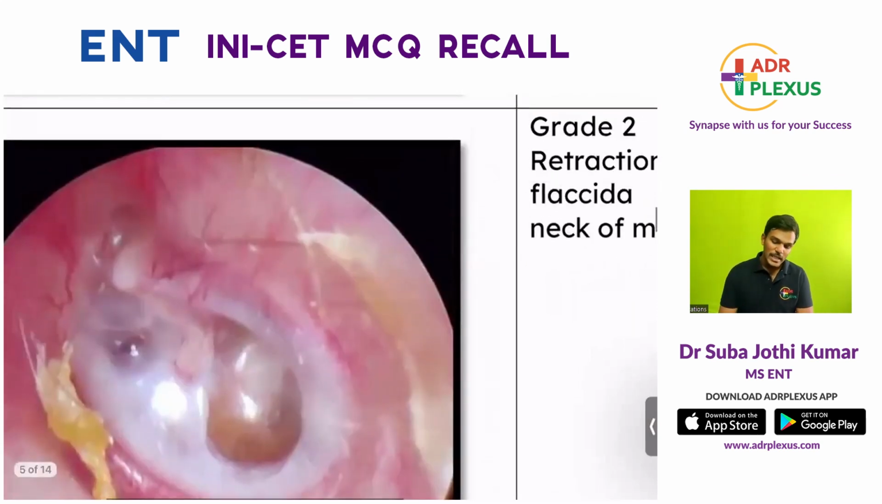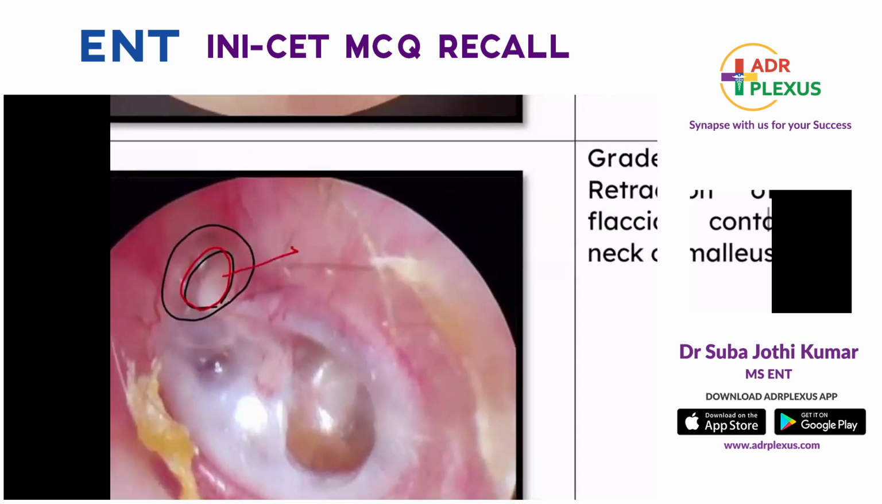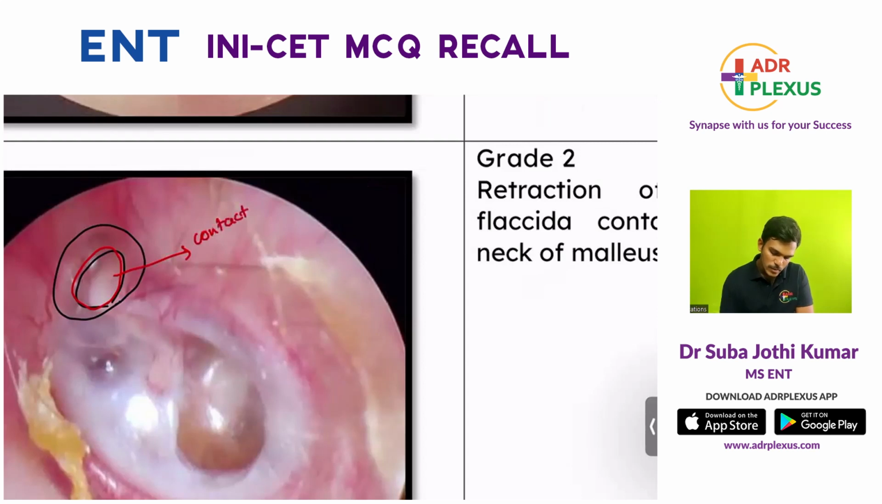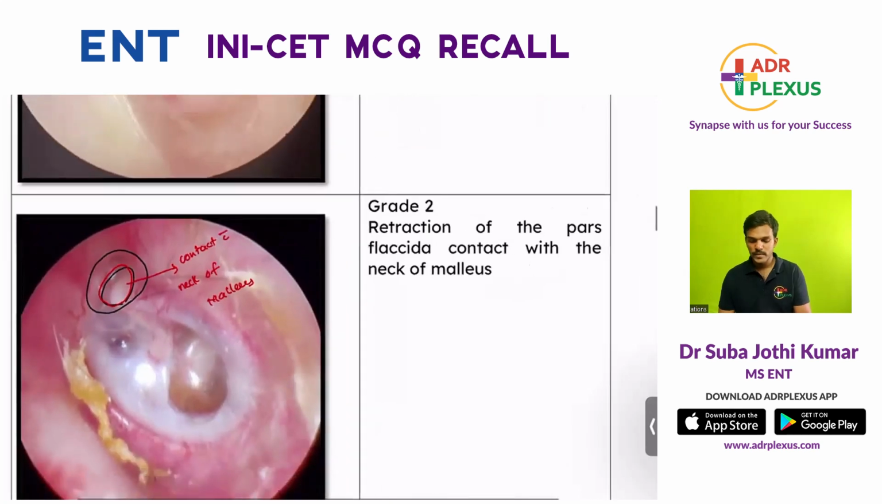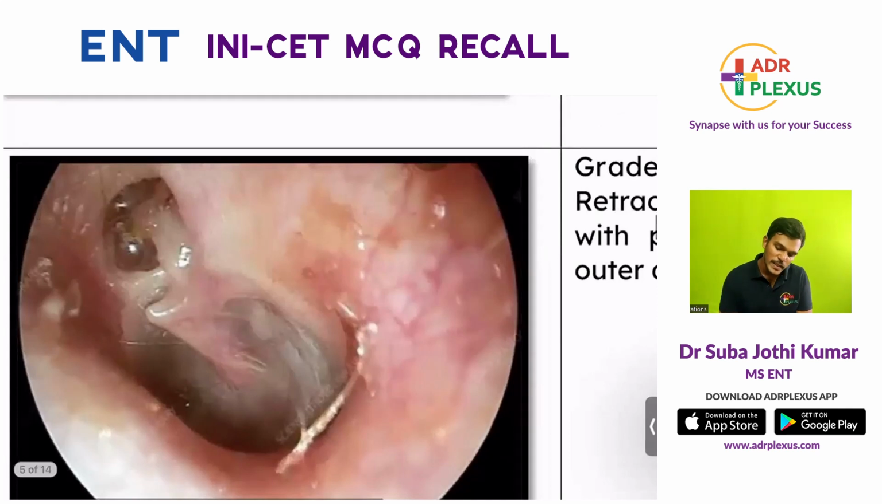See here. The retraction is obvious and the contact with the neck of the malleus is very, very prominent, which is grade 2. So contact with neck of malleus. Clear? Yes. This is grade 2. Grade 3 is, see here, the bone that is above the pars flaccida, we call it as scutum.